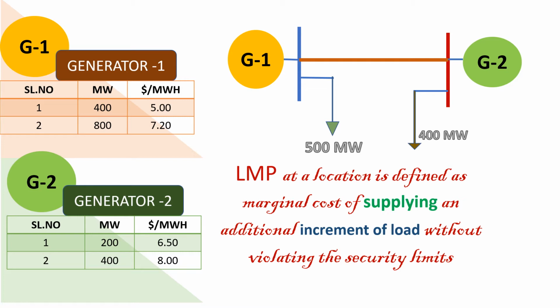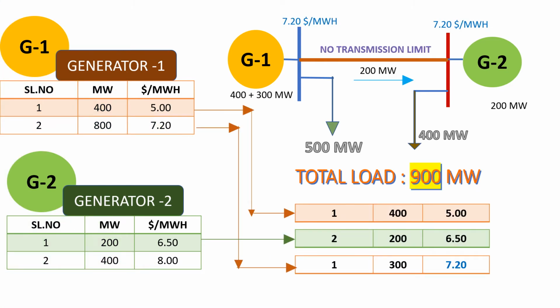Now let us define LMP. LMP at a location is defined as the marginal cost of supplying an additional increment of load without violating the security limits. Let us see in the next slide how this LMP concept is explained. Let us now explain the concept of LMP through this slide.